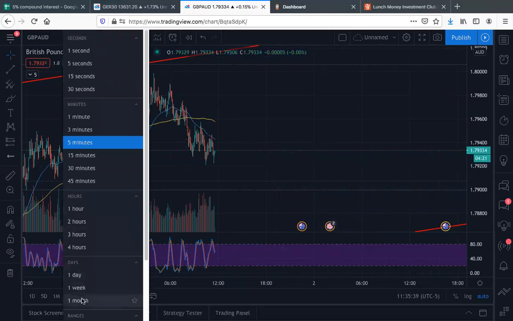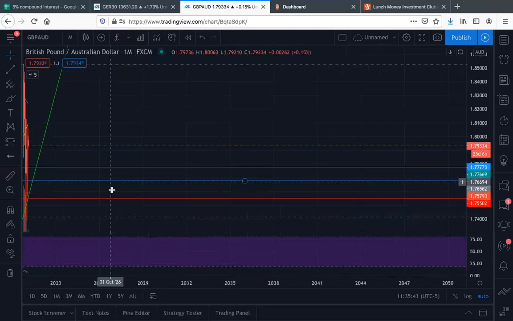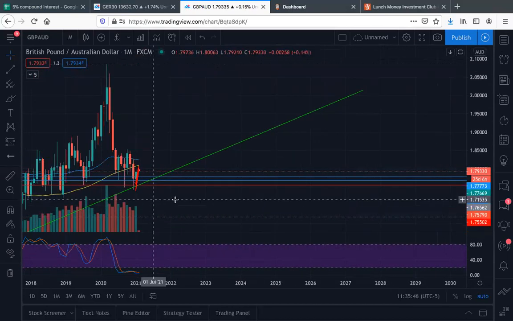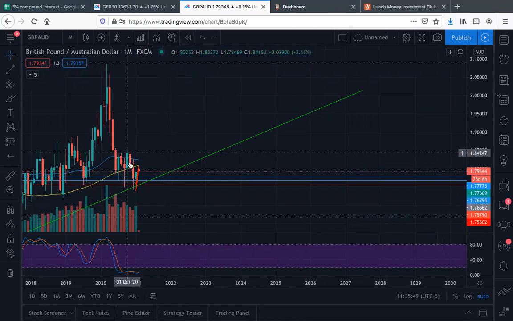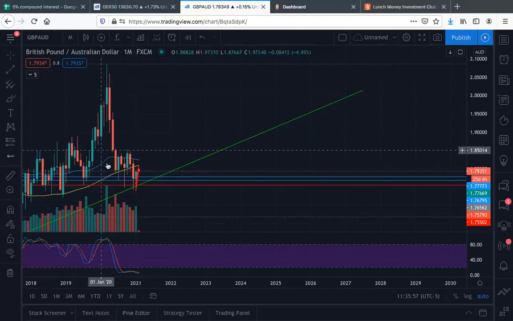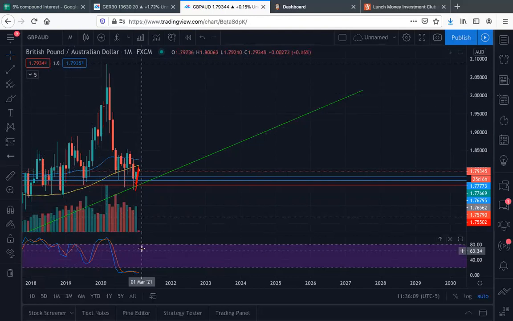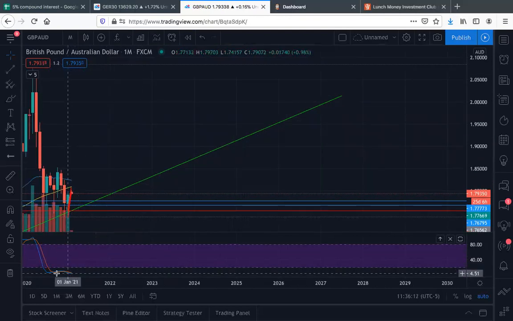Let's go back out to the monthly, see what we're working with. On the monthly chart, I don't necessarily see an engulfing, but it does look like a potential head and shoulders pattern. We got the left shoulder, maybe the right shoulder, not fully developed yet. We do look like we're getting some type of support underneath us on the stochastic.